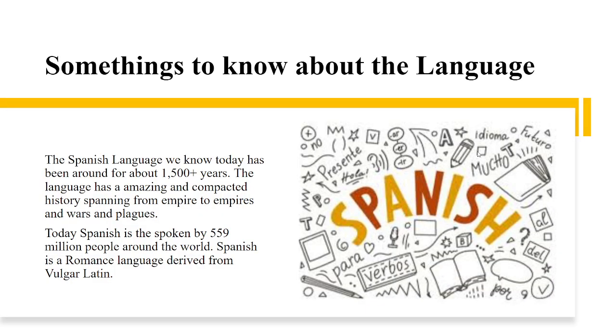Some things that you should know about the language. The Spanish language we know today has been around for 1500 years. The language has an amazing and complicated history, spanning from empire to empire and wars and plagues. Today, Spanish is spoken by 559 million people around the world. Spanish is a Romance language derived from Vulgar Latin.